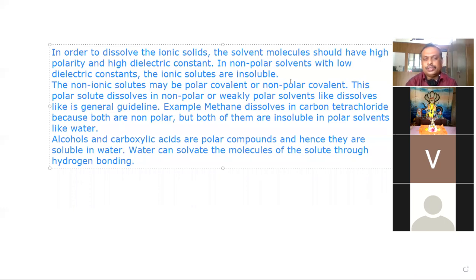And the non-ionic solutes may be polar covalent or non-polar covalent, so the other solids are of these two types. The polar solutes dissolve in polar solvents, and the principle for solubility is like dissolves like. Remember this: like dissolves like. If it is a polar compound, in what will it dissolve? Polar solvents, such as water, DMF, acetonitrile. These are some examples of polar solvents.